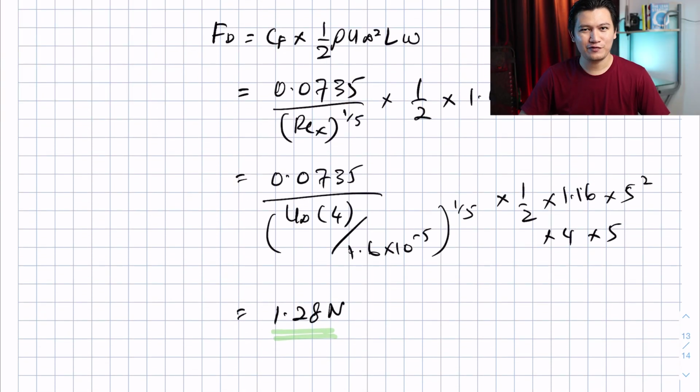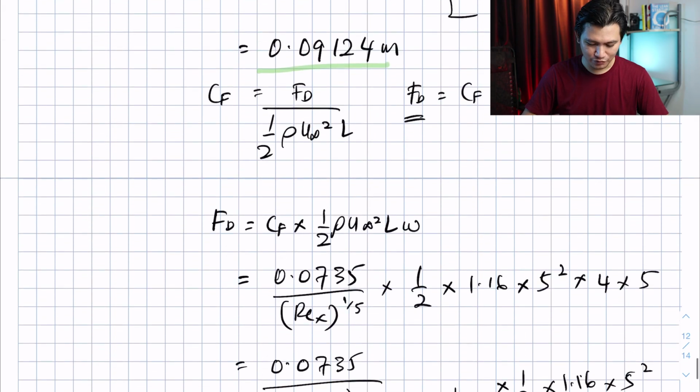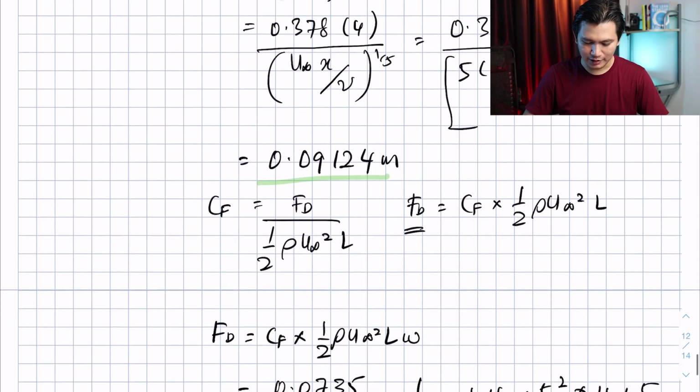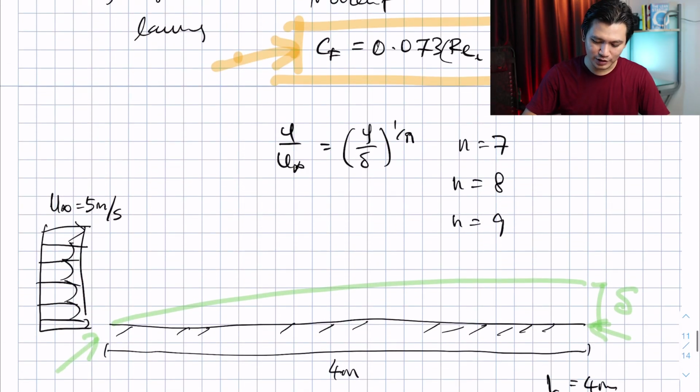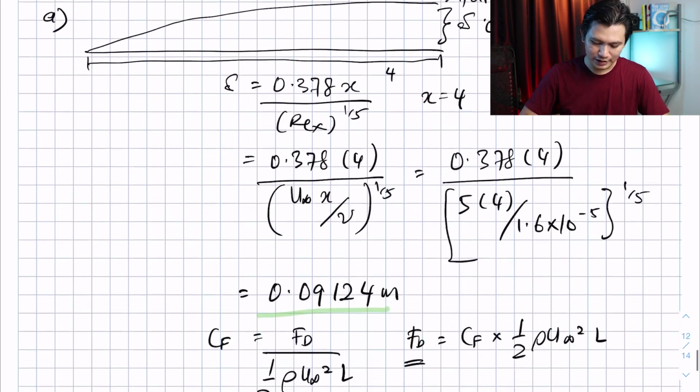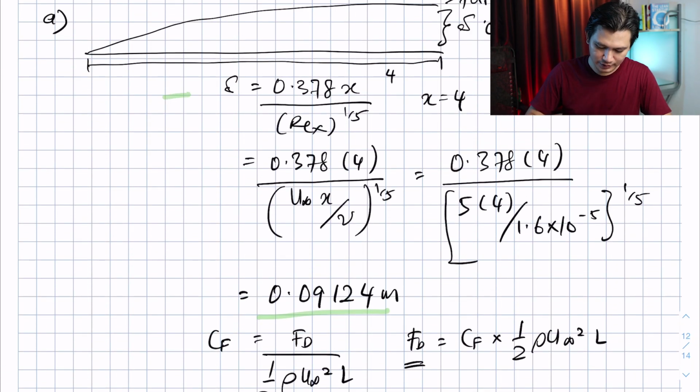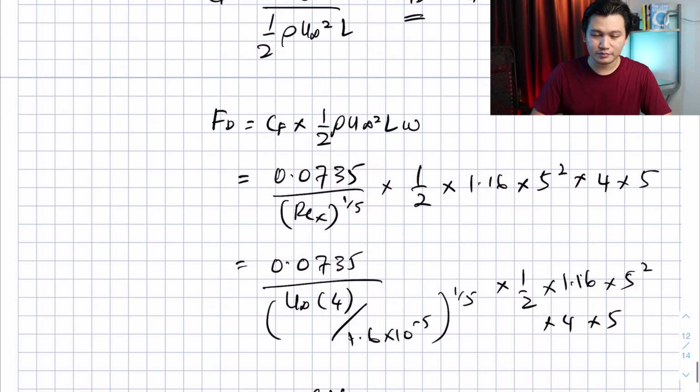Okay, so now that we have obtained the boundary layer thickness at the trailing edge and also the drag force, we should move on to question B. But before we do that, let's do some checking. If you notice, the power law indicates that N could be 7, could be 8, and also could be 9. And if you remember, the equation that we've used here is actually based on N equal to 7. Right, so how do we know that we have chosen the correct power law? Okay, let's do some checking here.